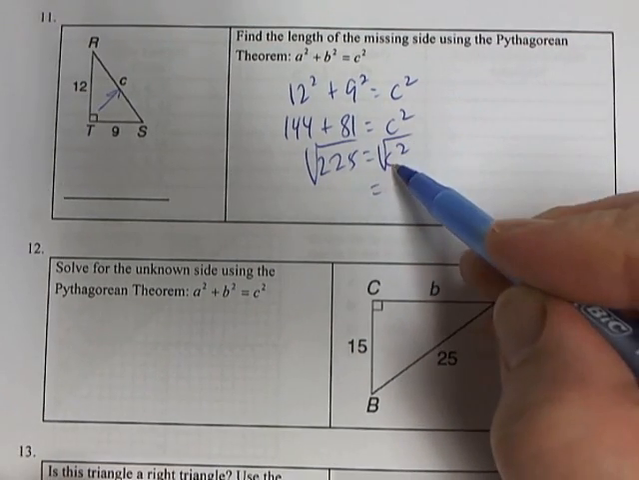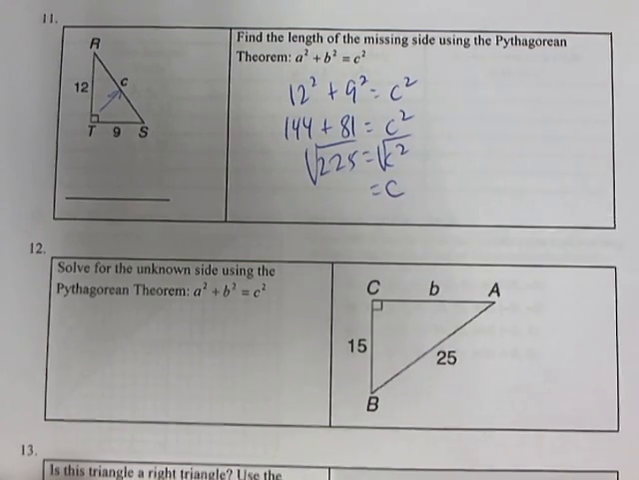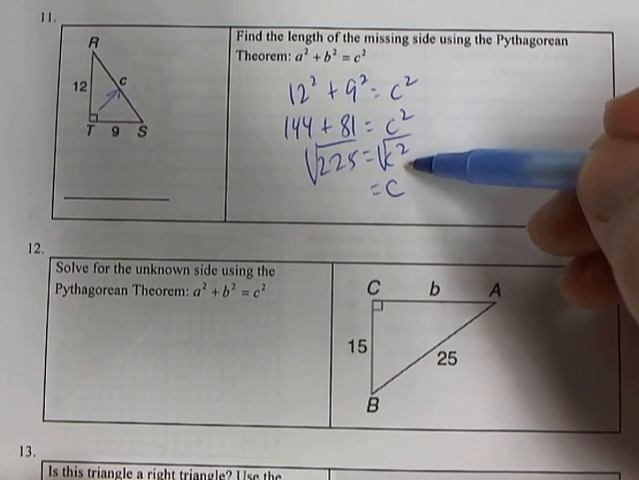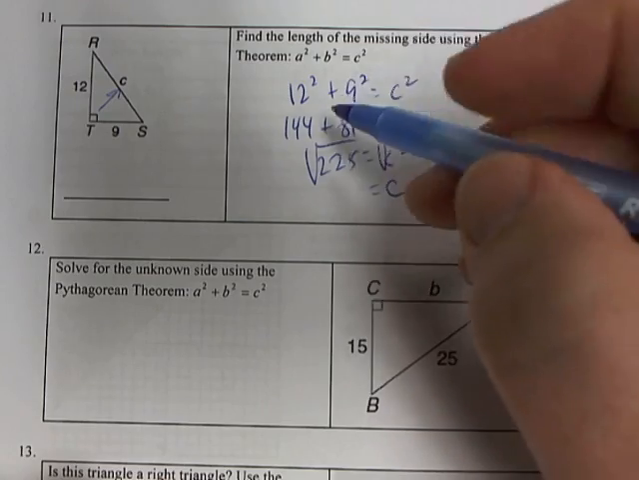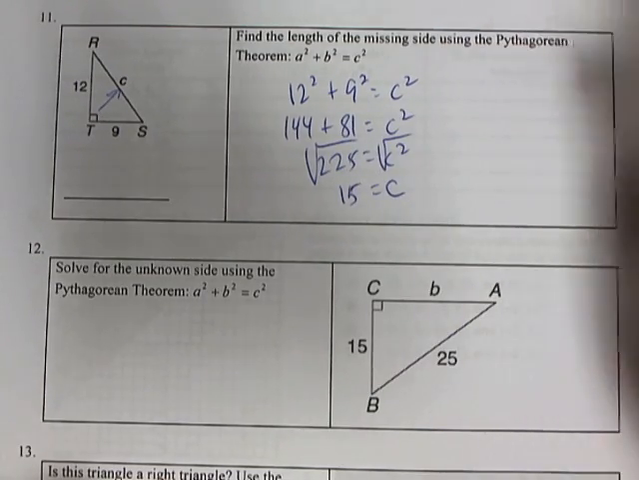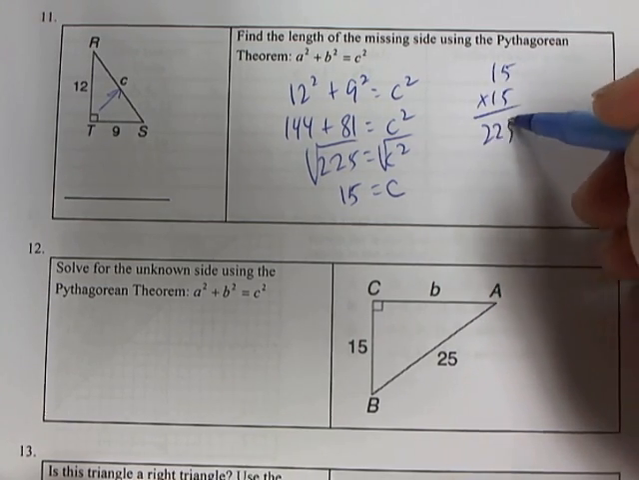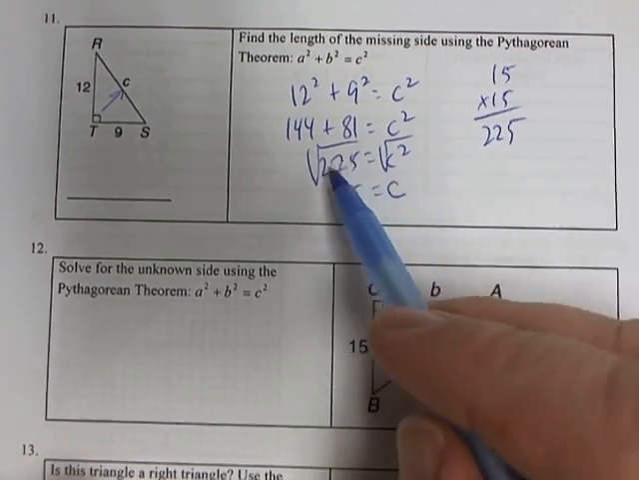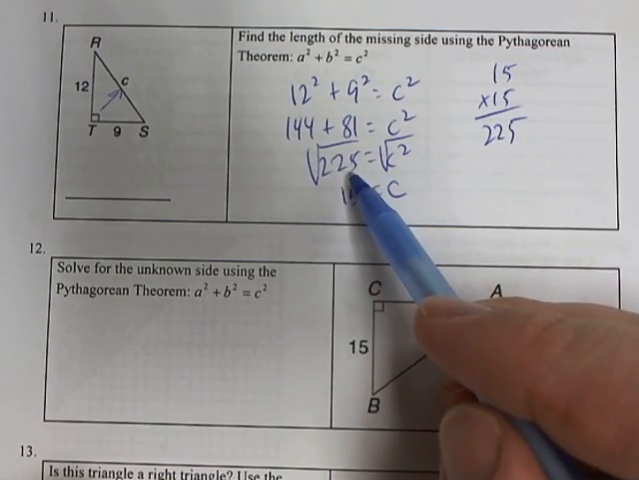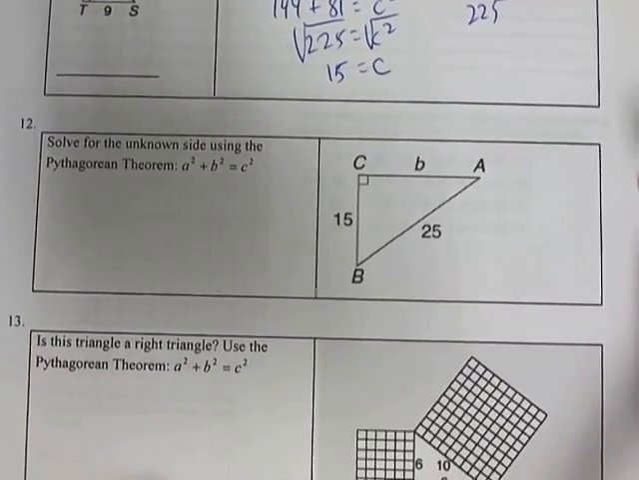Taking the square root of c to the second power is the inverse, so the exponent goes away when we take the square root, and the square root of 225 is 15. Well, why is it 15? Well, recall 15 times 15 will equal 225. So square root simply means what number times itself will equal the number inside the square root symbol.